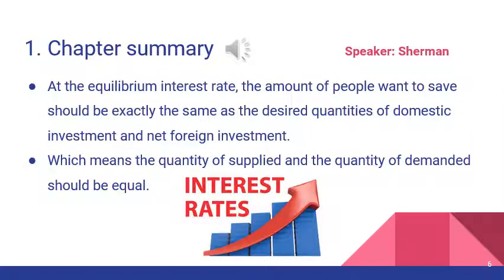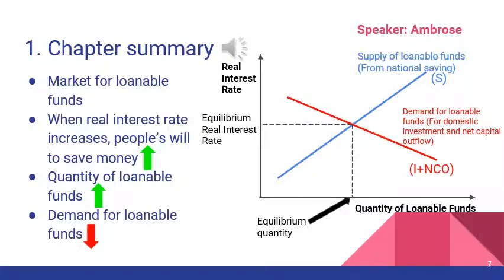At the equilibrium interest rate, the amount of people who want to save should be exactly the same as the desired quantities of domestic investment and net foreign investment, which means the quantity supplied and quantity demanded should be equal. So let's talk about the market for loanable funds.